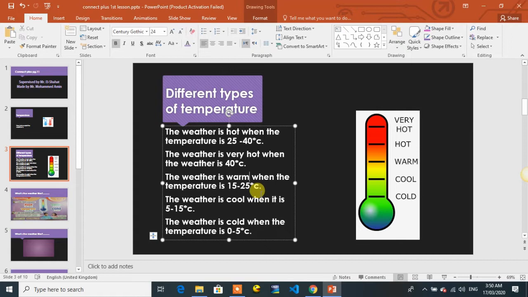The weather is warm when the temperature is 15 to 25 Celsius. I mean the weather will be warm, very warm.